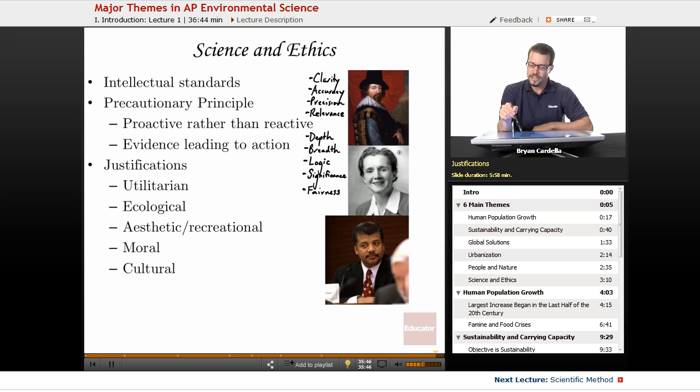Here we have Rachel Carson, her book, Silent Spring, and other books from the 1960s on. She really was part of the reason there was a huge upstart in the environmental movement in the 1960s and beyond. So she's a major contributor to environmental science.